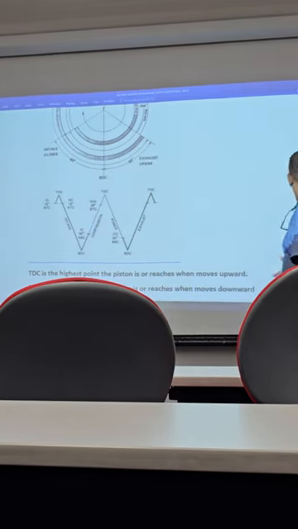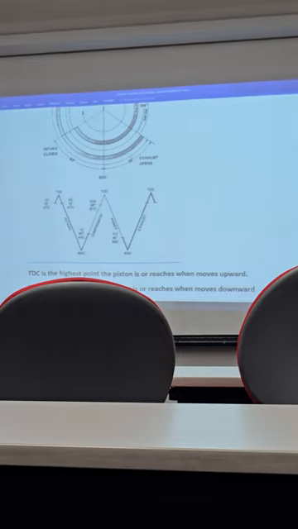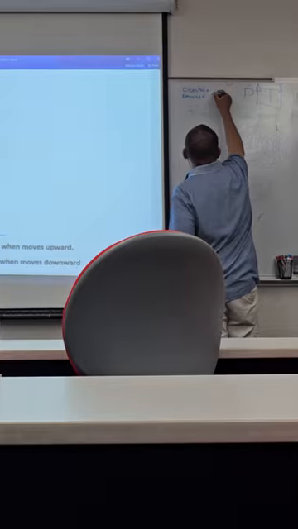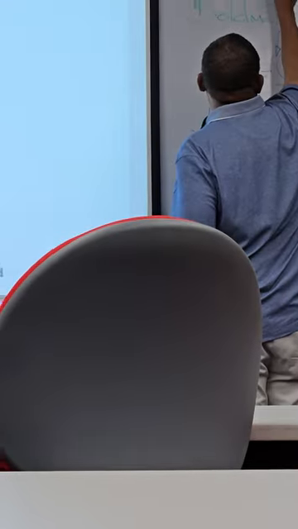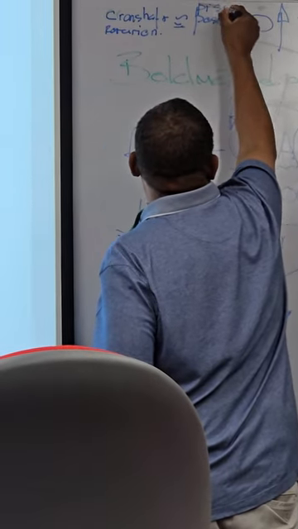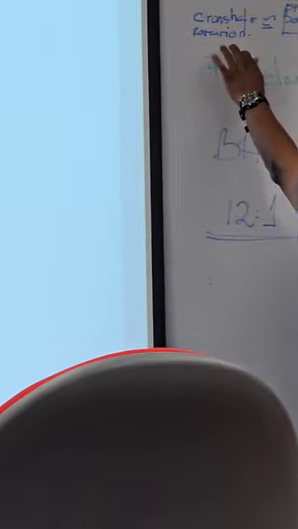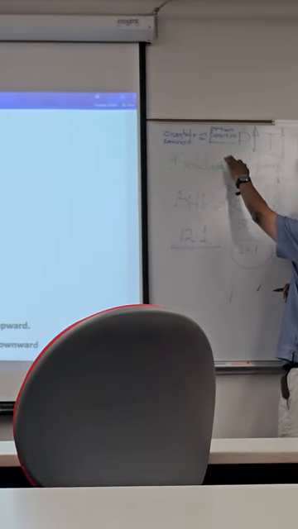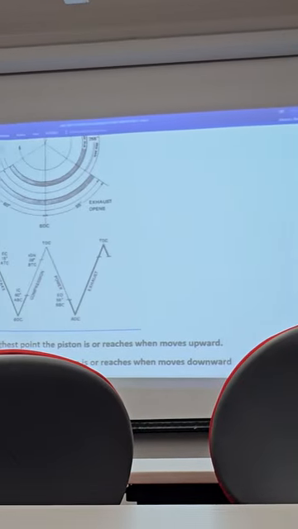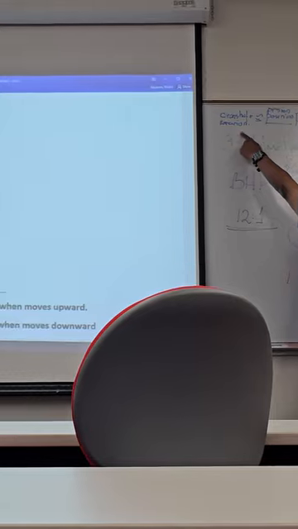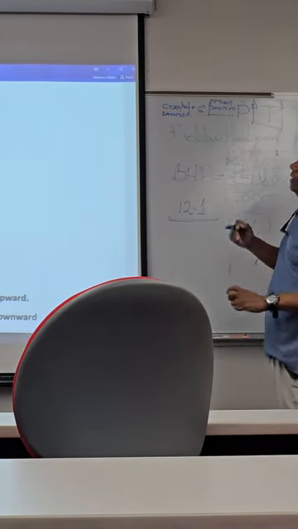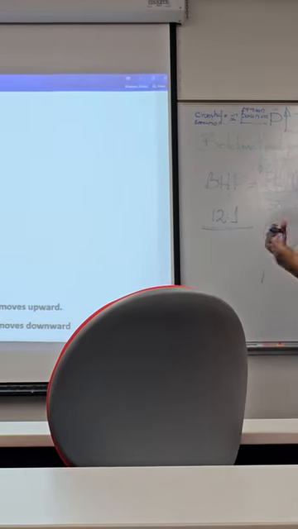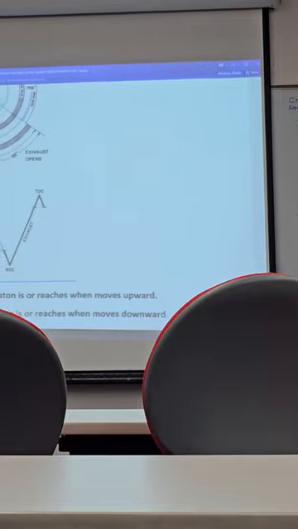is an equivalence between crankshaft rotation and piston position. I mean, for every angle of the shaft rotation, there will be an equivalent position of the piston. That's the reason it's expressed that way. It's easy to explain using the crankshaft rotation, rather than saying the piston is 3 inches or 3 millimeters from the top. That is not practical for explanation. Then it's done that way.